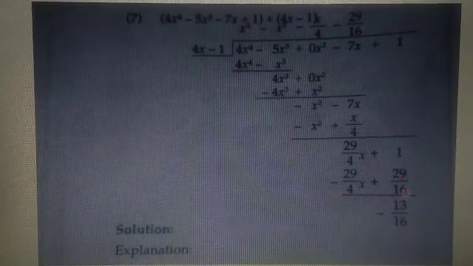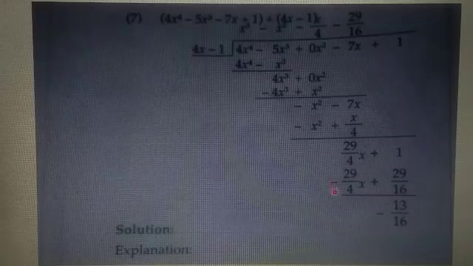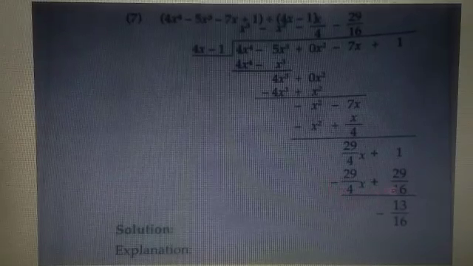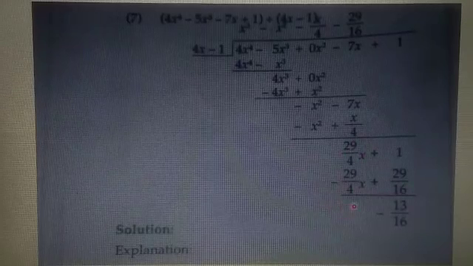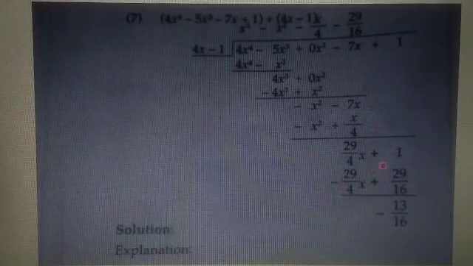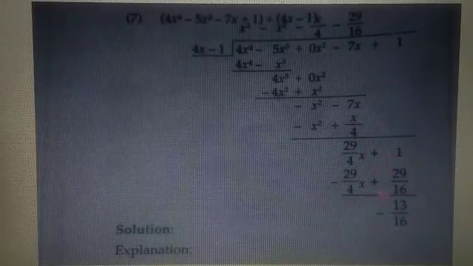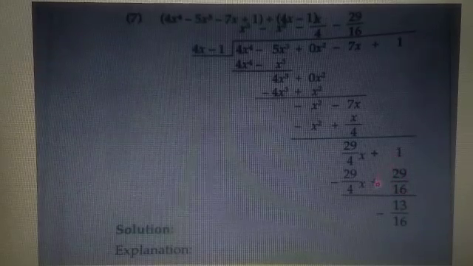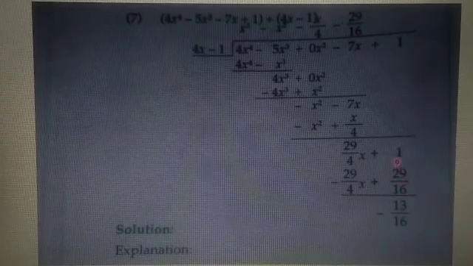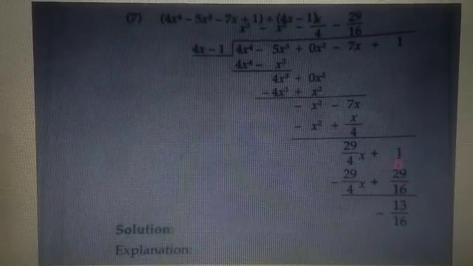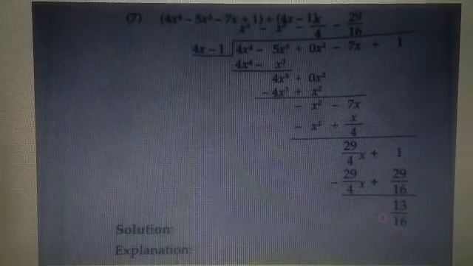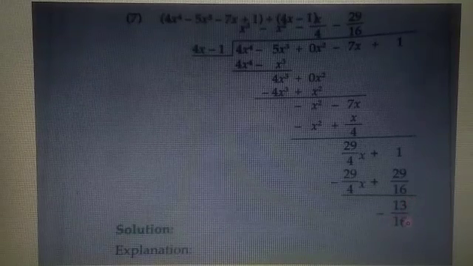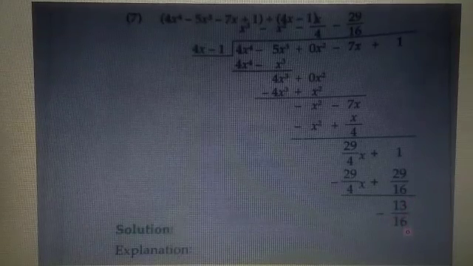Now put a subtraction sign below it. Here is already a subtraction sign, so plus sign, and here is minus. These two terms get cancelled and remainder is 0, and here plus 1 minus 29 upon 16. Plus 1 minus 29 upon 16, and plus 1 means 1 upon 1, do the cross multiplication. In this way we get minus 13 upon 16 as the remainder.